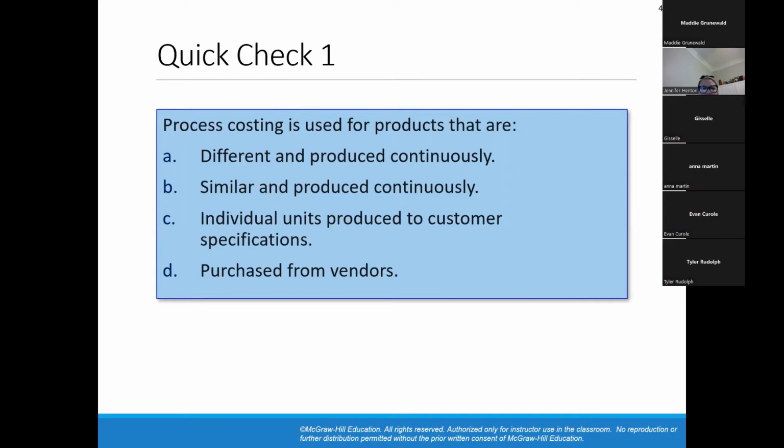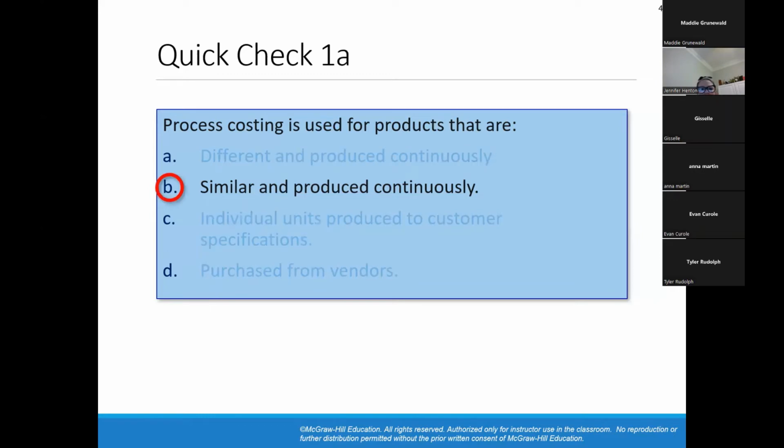A. No, it's not going to be different and produced continuously. Remember, they have to be the same. B, we can't have deviations in the product that we're producing. It's going to be one big production of the same product, but multiple units of the same product. So it's B.